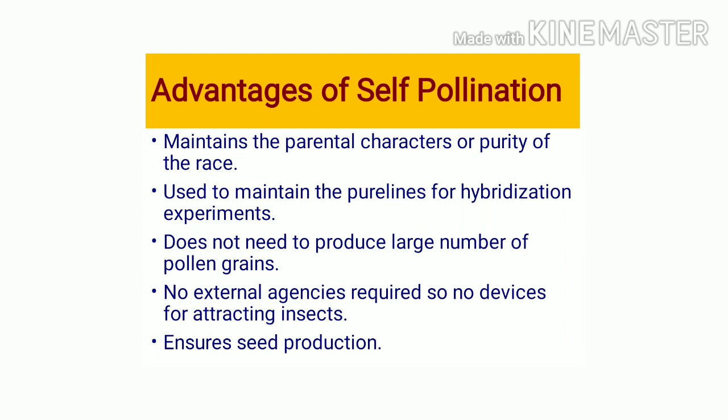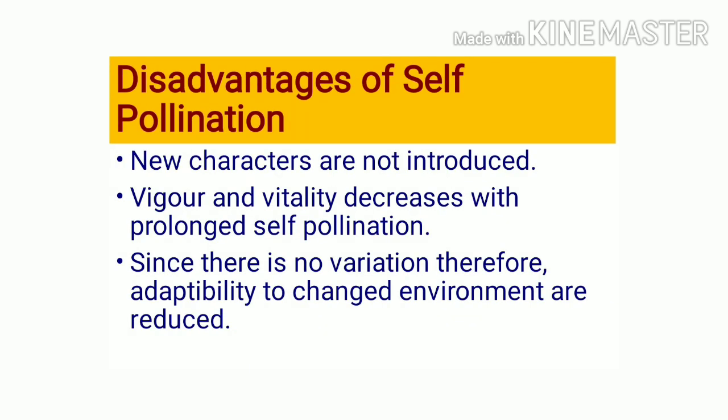Now let's come to the disadvantages of self-pollination. The disadvantages are: new characters are not introduced, as there is no genetic exchange between genetically different plants, and as the genetic exchange takes place within the same flower, new characters cannot be introduced into the plant body, and therefore no variation is found in self-pollinated plants or flowers.